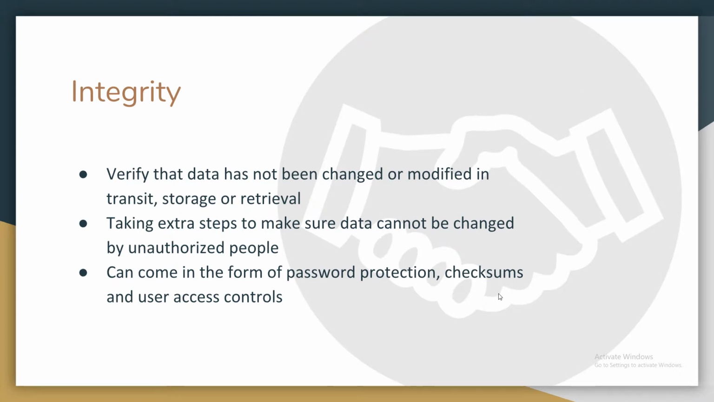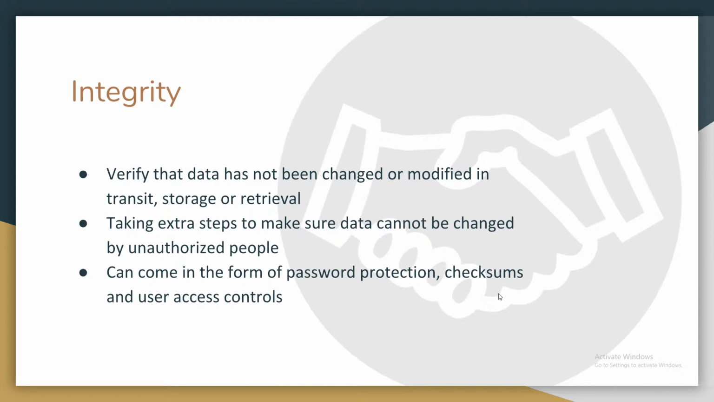The next idea is integrity, and this is more about the data itself. You want to make sure that the data does not change in its life cycle. By that we mean it cannot be changed by unauthorized people. The way that we can check against this is either with password protection or using checksums. Checksums are just long strings of numbers that are unique to that specific file.